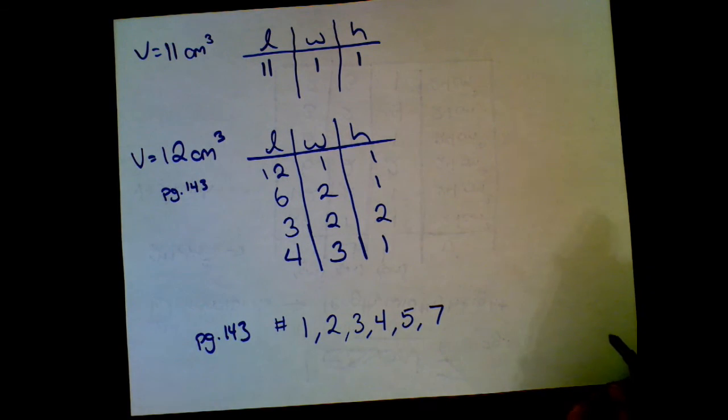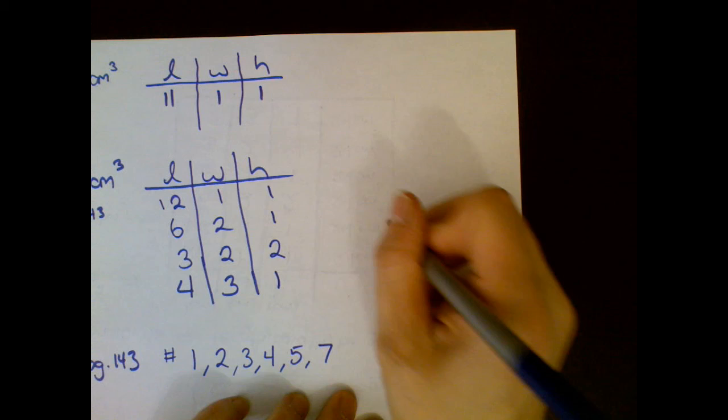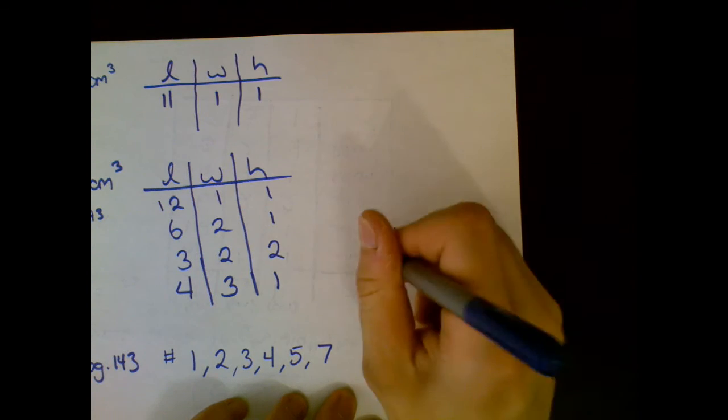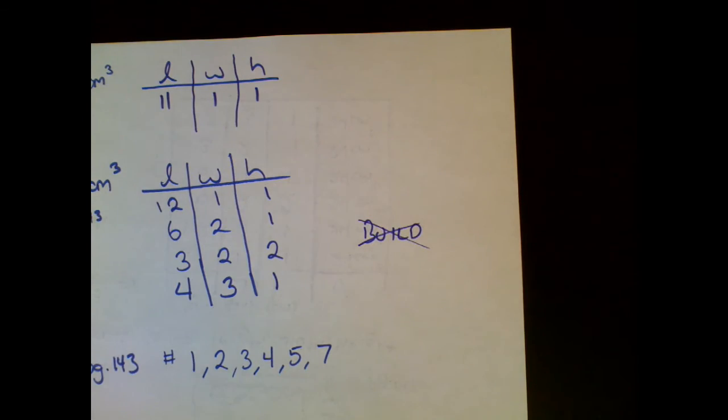If it says build anywhere on your sheet, if it says to build a rectangular prism, don't worry about it. Chances are you do not have centimeter cubes at home. So if you don't have them, don't worry about it. You can do this all just with numbers.